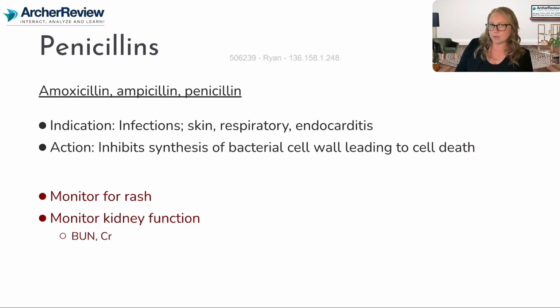Now, just like we've been talking about for a few of these, they are rough on the kidneys. So keep an eye on that BUN and creatinine. As a general rule of thumb, we want to watch our renal function while our client's on antibiotics. For penicillins, it's also important to monitor for a rash. We have many clients who can be allergic to penicillins, so we want to be on the lookout for that, especially if it's the first time they're receiving one of these drugs.